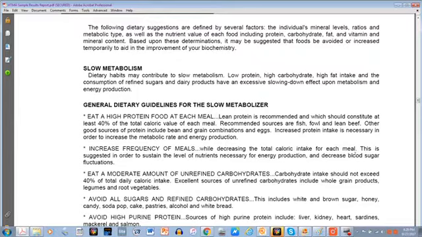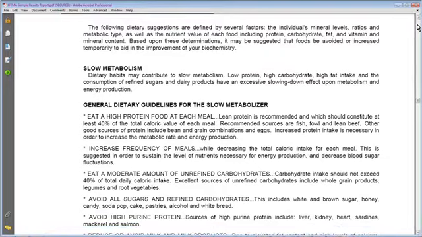Dietary habits may contribute to slow metabolism. Low protein, high carbohydrate, high fat intake, and the consumption of refined sugars and dairy products have an excessive slowing down effect upon metabolism and energy production. General dietary guidelines for the slow metabolizer.